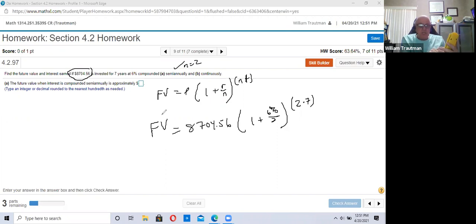8704.56 times parentheses. I'm not even going to hit times, just parentheses. 1 plus the fraction, 6% on top. You have to have the percent symbol in there. And 2 on the bottom. Arrow over, close the parentheses, raise it to a power of 2 times 7. And when I hit enter, I get 13166.428. It says rounded to the nearest hundredth, which is pennies, cents.